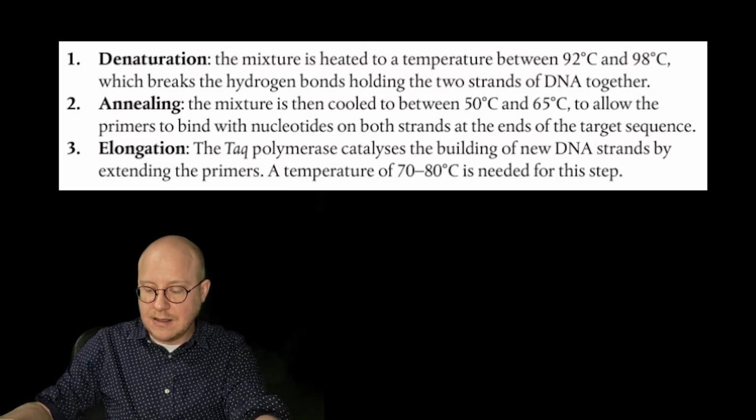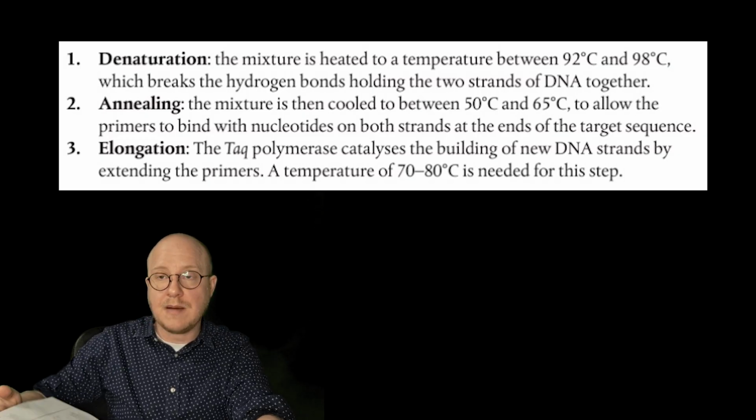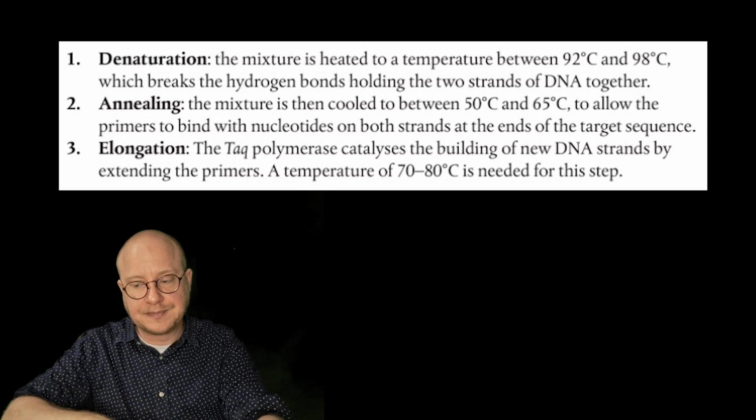Step 3. Elongation. The Taq polymerase catalyzes the building of new DNA strands by extending the primers. A temperature of 70 to 80 degrees is needed for this step. This three-step cycle is repeated over and over until enough target DNA has been produced to accomplish the desired task.